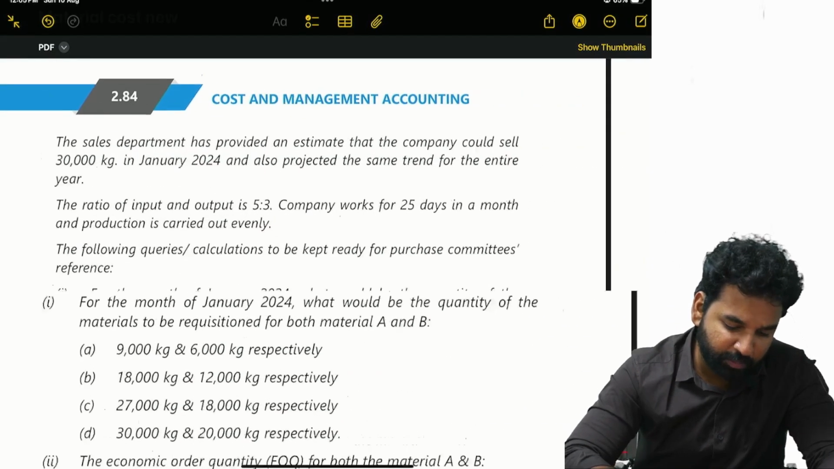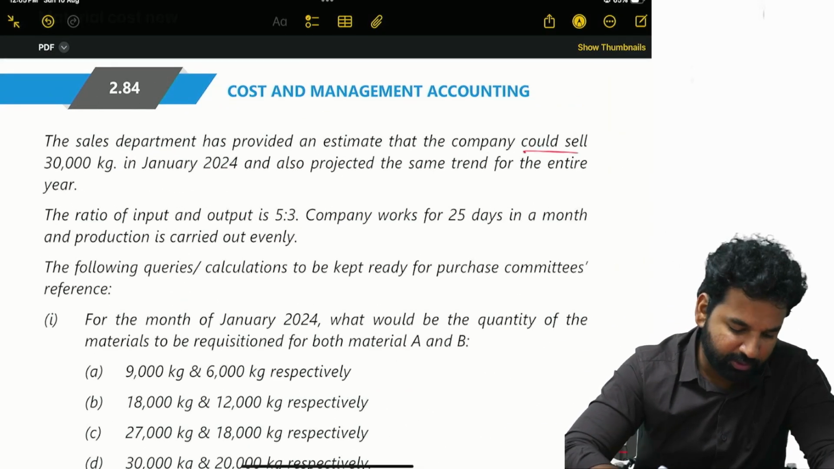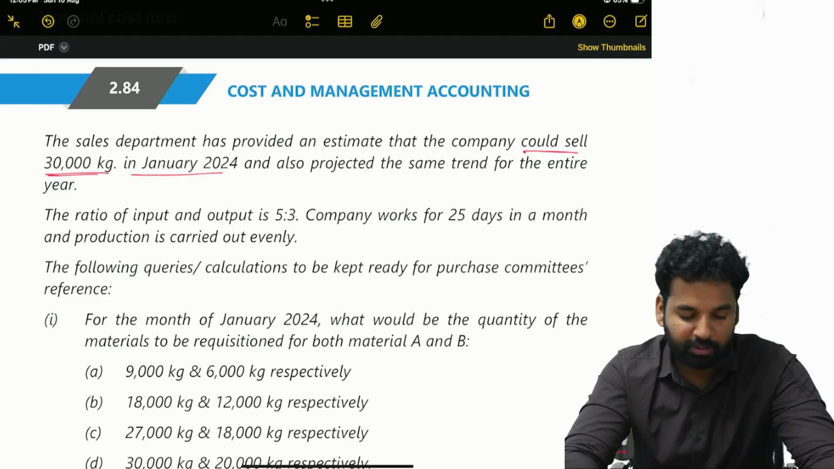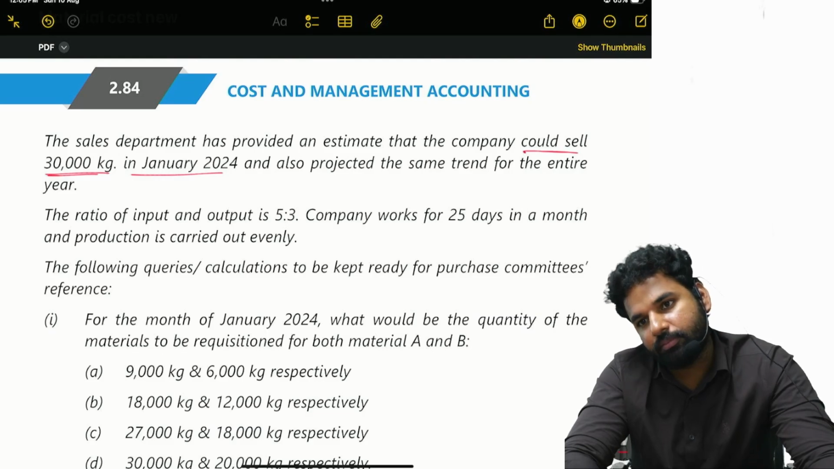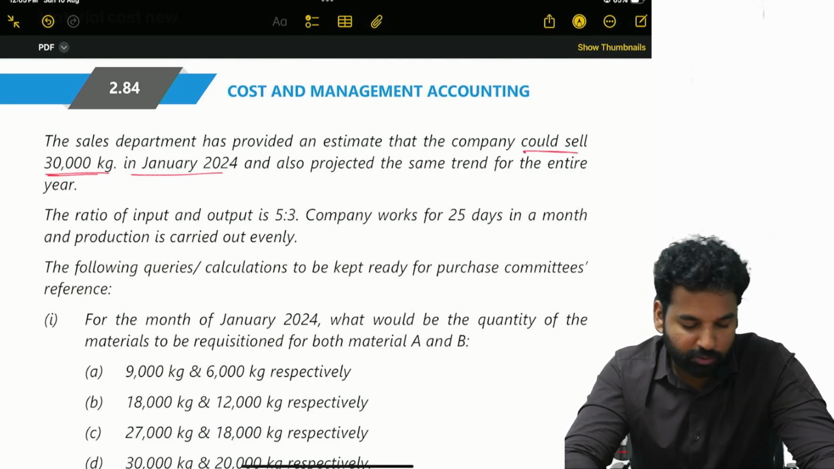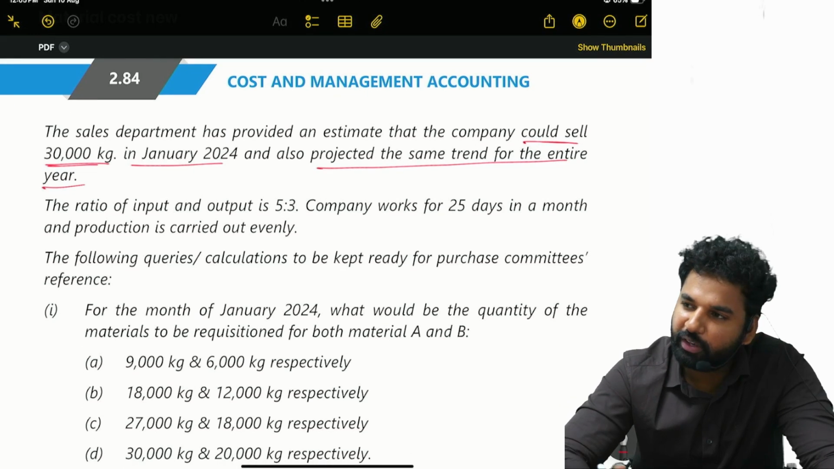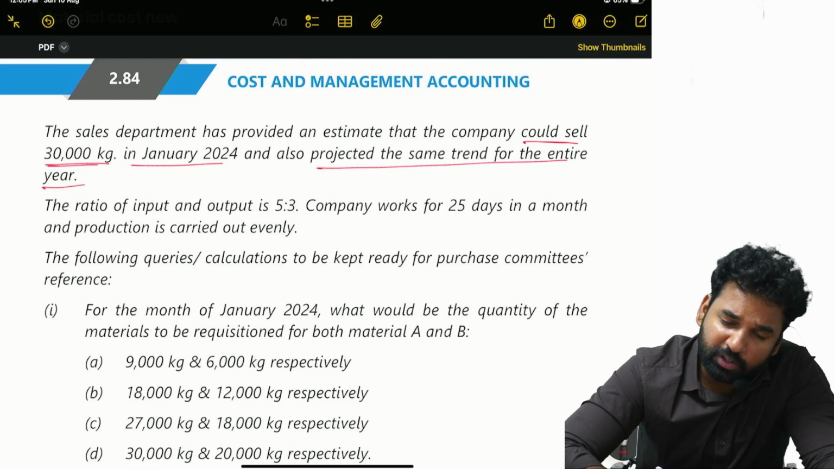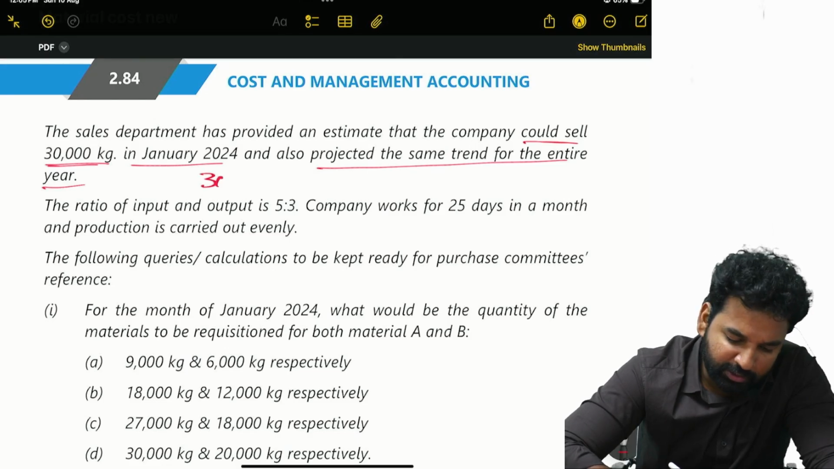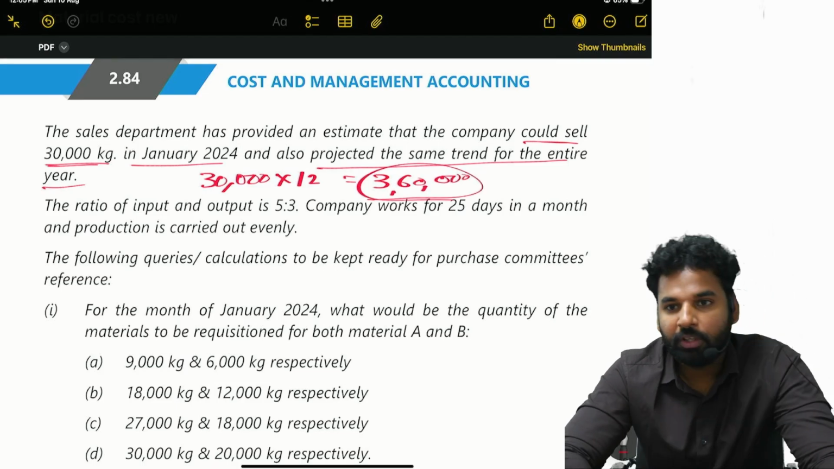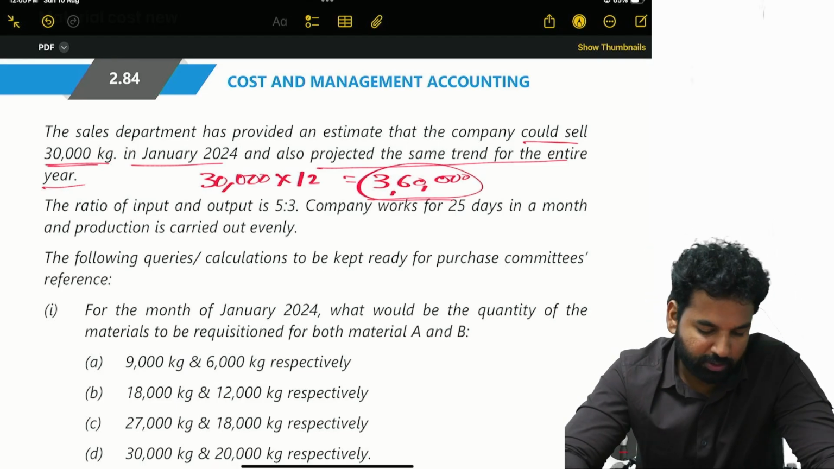Next, the sales department provided an estimate that the company could sell 30,000 kg in January 24. That means monthly production is 30,000 kg, and they also projected the same trend for the entire year. Every month 30,000 kg production will be done. So 30,000 into 12, how much? 3,60,000 kg production will be made.